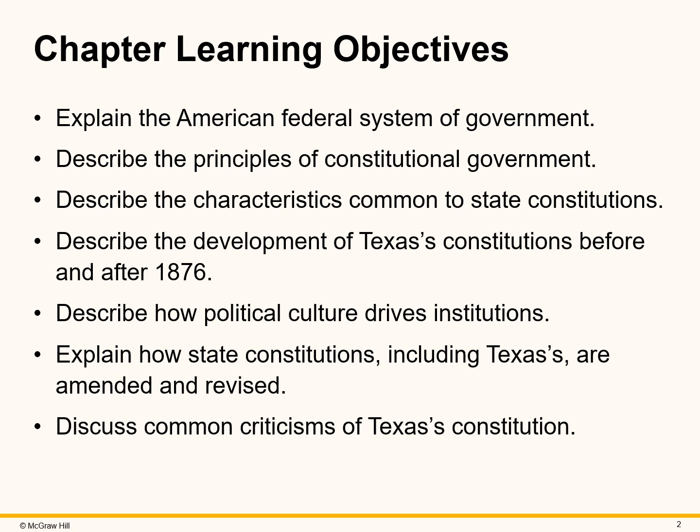Takeaways from this chapter: to explain the American federal system of government, describe the principles of a constitutional government, and be able to describe characteristics common to state constitutions. Students should also be able to discuss the development of Texas's constitution before and after 1876, describe how political culture drives institutions, explain state constitutions, including Texas's, and how they are amended and revised, and be able to identify some of the criticisms of the Texas Constitution.